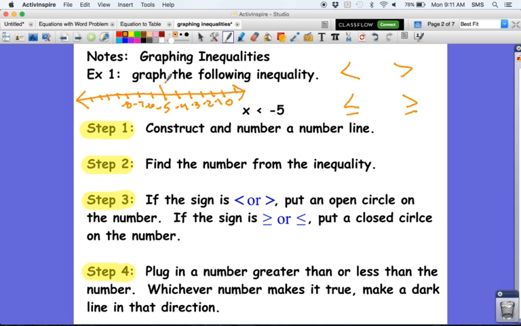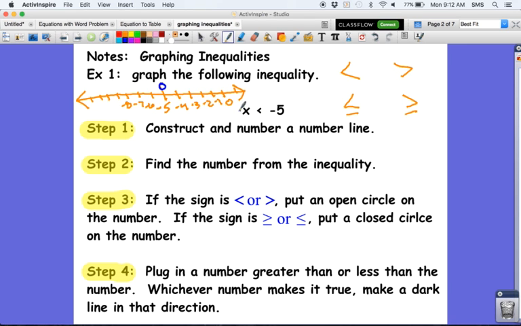Okay, now I need to look at step number 3 here. I'm on step 3. If the sign is less than or greater than, so that's one of our signs, we're going to put an open circle on the number in our inequality. If the sign has the or equal to sign below, then we put a closed circle. So by looking at this, I see my sign is one of these two. It is less than. So that means I'm going to put an open circle on that number. And I like to do it right above it just so I could see it a little bit better. I'm putting an open circle on that negative 5, the number in my inequality, because of this symbol right here.